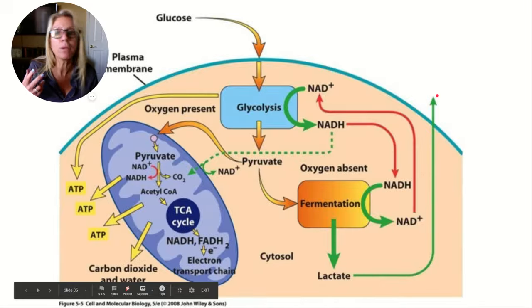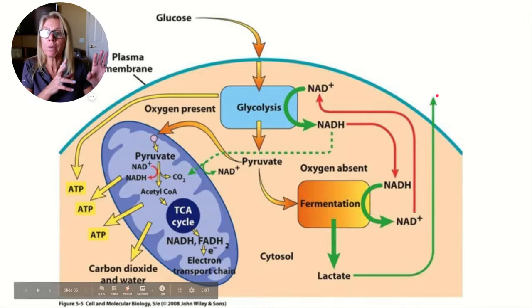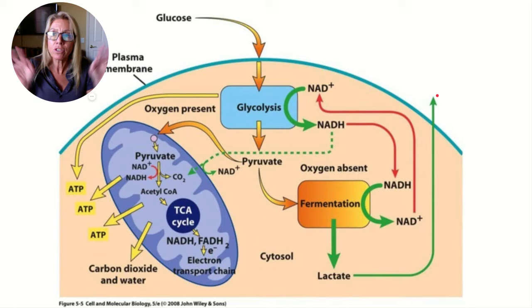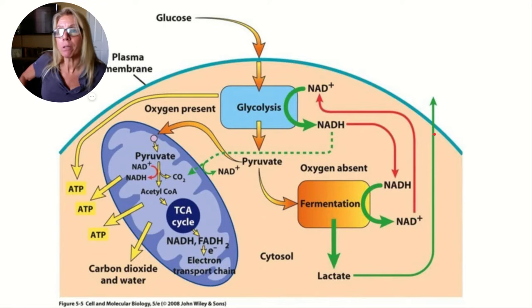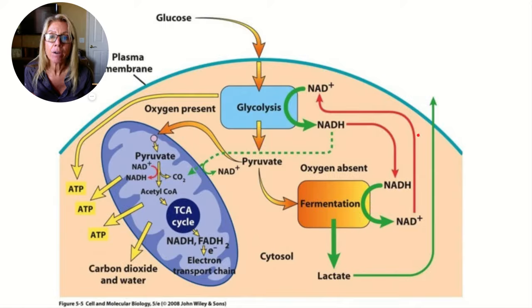Now, lactate gets removed. There's another whole thing we could talk about with your liver. That's another day. But ultimately, this lactate can make your muscles sore, and so you want to oxidize it back into pyruvic acid when you and I have enough oxygen to take the soreness out of our muscle, and then go the oxygen route.